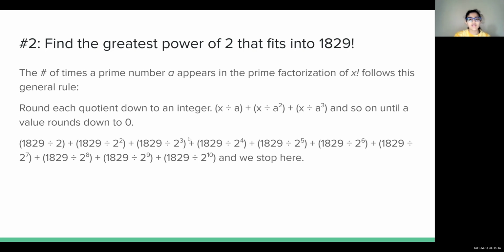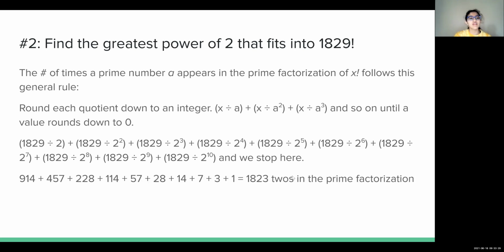So 1829 divided by 2 plus 1829 divided by 2 squared plus 1829 divided by 2 cubed, and so on until 2 to the power of 10. It rounds to 914 plus 457 plus 228 plus 114 plus 57 plus 28 plus 14 plus 7 plus 3 plus 1, which is 1,823 twos in the prime factorization of 1,829 factorial. So I saw that 3 people got it correct in the chat.